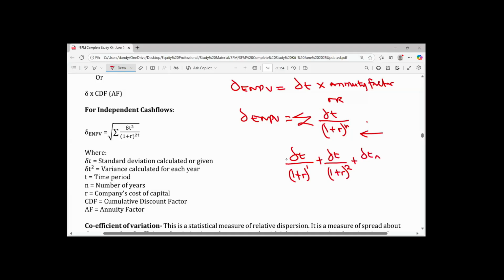So this would then be 1 plus the cost of capital raised to power the final year. So all these denominators are your discount factors. Instead of doing it one by one, I will just calculate the annuity factor, since the standard deviation is already a constant figure. I don't need to be doing this primary school work. It's a waste of time when I can easily calculate my annuity factor and multiply with the standard deviation. That will be fine for me.